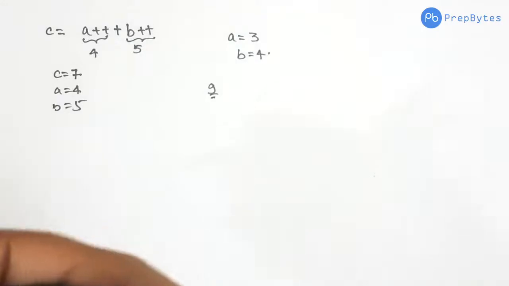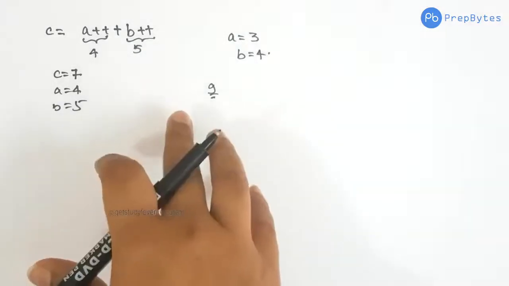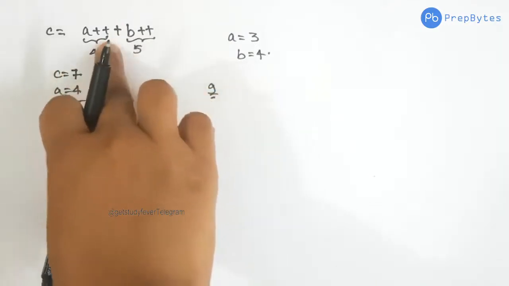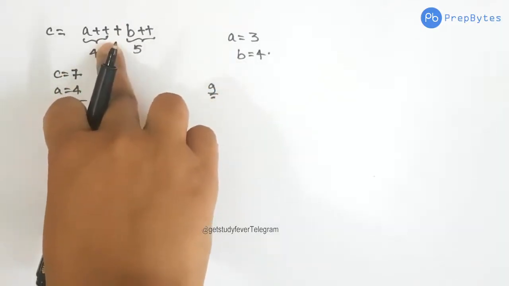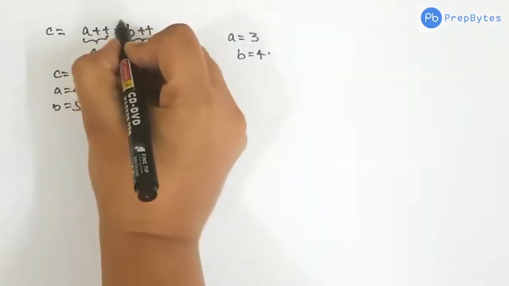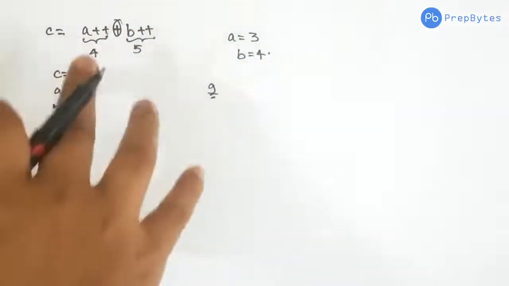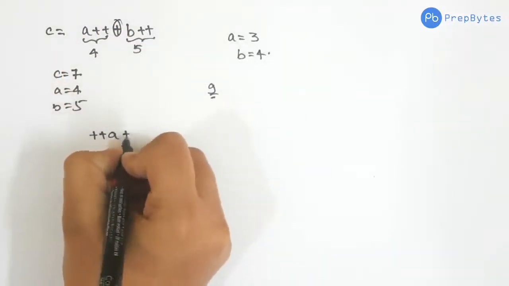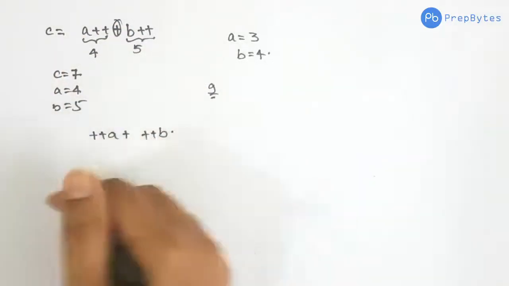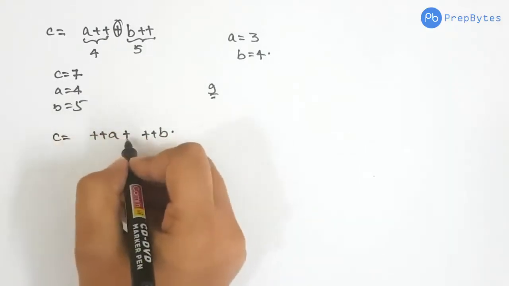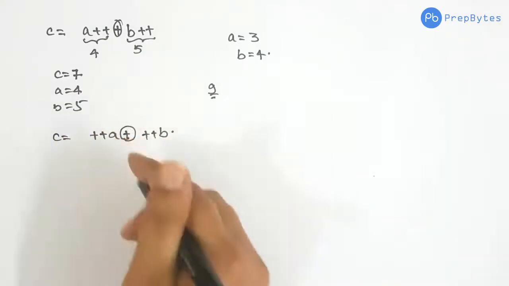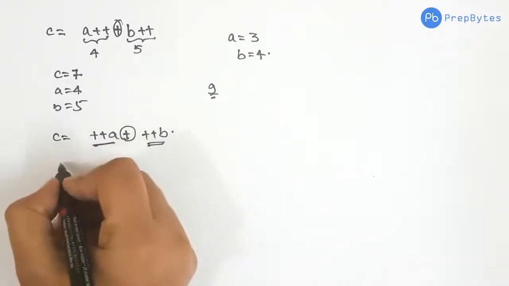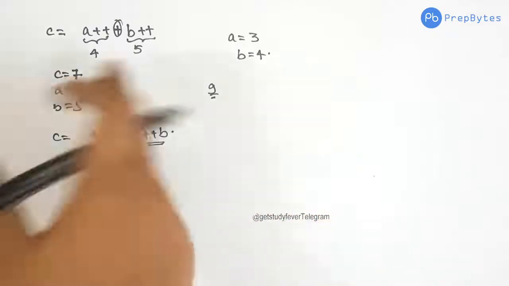What happens in postfix is that first, whatever expression has to be evaluated will be evaluated, and then the increment or decrement will happen. So in this case, first addition is done, and then increment or decrement happens. In case I would have written this as plus plus a plus plus plus b, in that case, before this addition happens, this plus plus a and plus plus b would have worked, and I would have got my result of c as 9, a as 4 and b as 5.